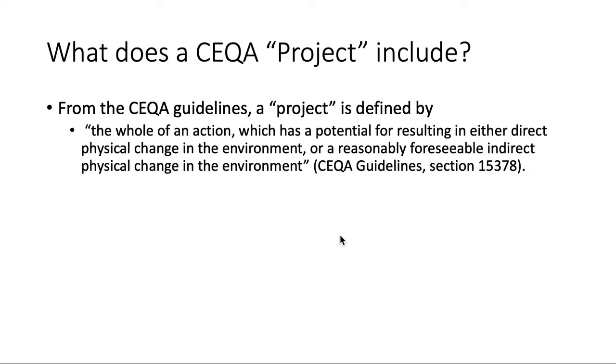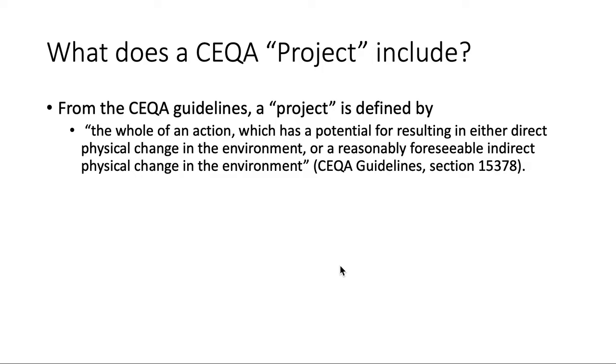Next, it's important to understand what a project can be defined as. From the CEQA guidelines, a project is defined by the whole of an action which has a potential for resulting in either direct or physical change in the environment, or a reasonably foreseeable indirect change in the environment. CEQA guidelines from section 15378. This definition is stating that in order for an idea to become a project in CEQA terms, it must have direct or indirect effects on the immediate environment.